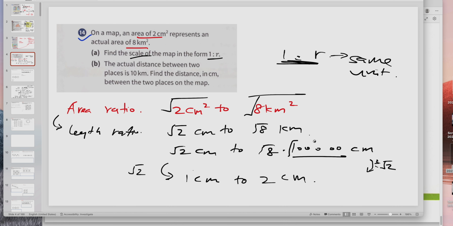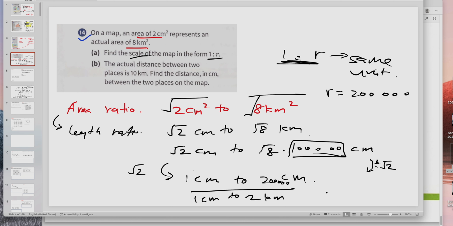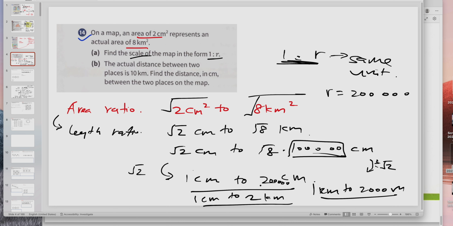Then of course you need to times this. So 2 times this is 200,000. So the r in this case is 200,000. Good. So you need to know how to key into the calculator also. Now you have the actual distance. Like I say, the same unit length ratio is the most useless. Get it into 1 cm to 2 kilometer, or 1 cm to 2,000 meter. This is for you to give to the question. But the most useful one will be the 1 cm to 2 kilometer, I guess.